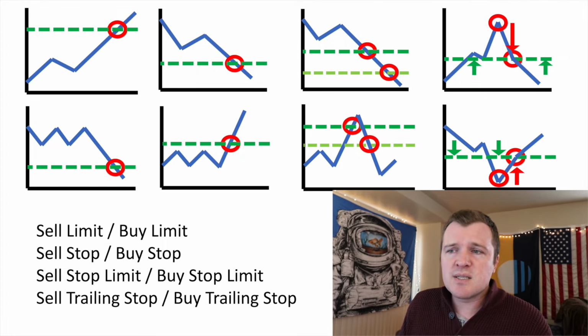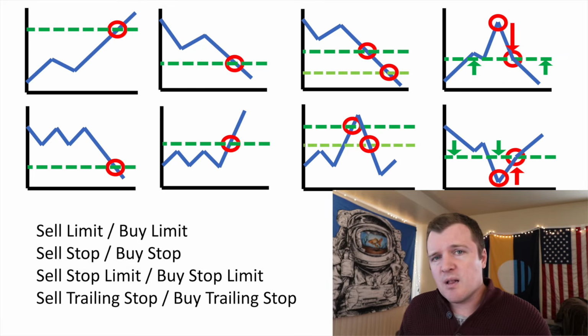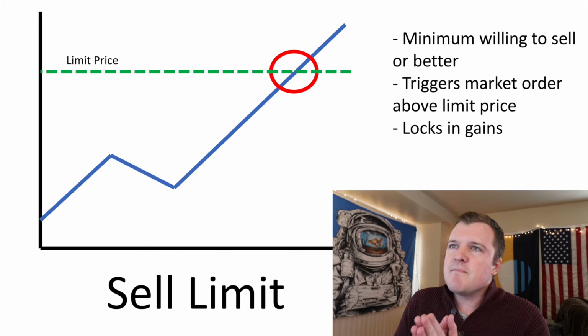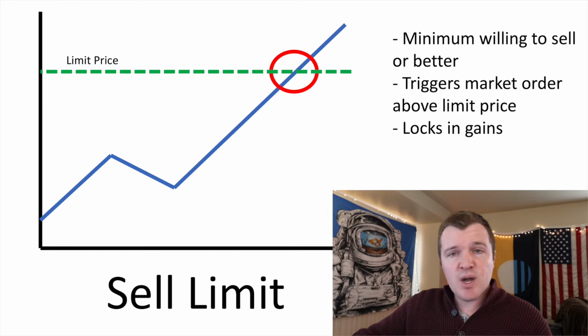There are limits, stops, stop limits, and trailing stops. We're going to go through all of these sell options first because I feel like that is easier to understand. The first one is a sell limit. So you already own the stock and you're saying there is a minimum price that I'm willing to sell my stock at. So I'm willing to sell it at this price or better.